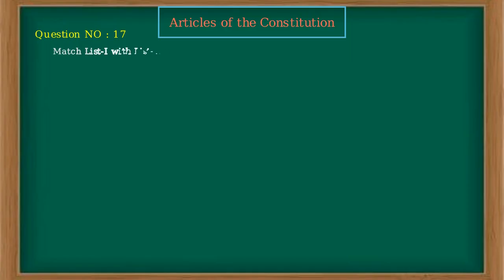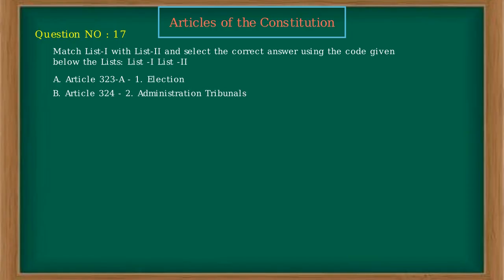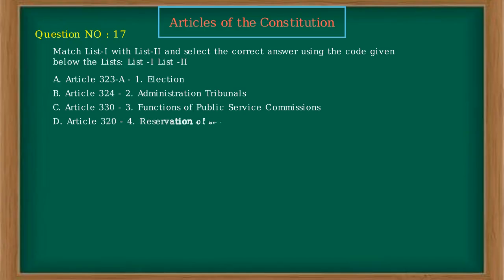Match list I with list 2 and select the correct answer using the code given below the lists. List I, List 2. A. Article 323A, 1. Election. B. Article 324, 2. Administration Tribunals. C. Article 330, 3. Functions of Public Service Commissions. D. Article 320, 4. Reservation of seats for SC and ST in Lok Sabha.